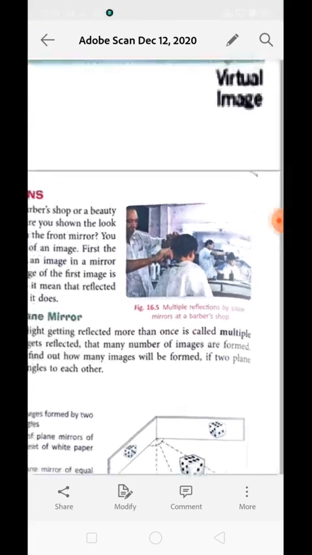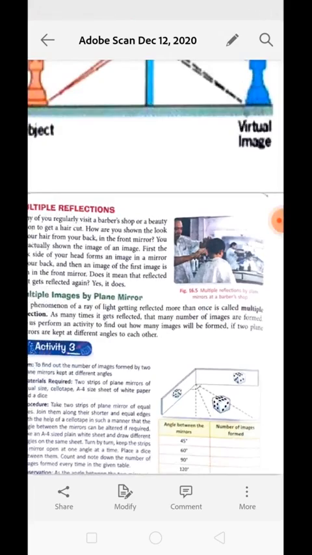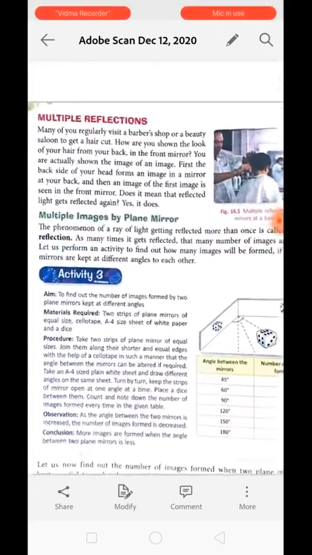Then this image which is formed in the front mirror again gets formed in the back mirror, and then again from the back mirror it will be formed in the front mirror. In this way it will form multiple times. Now to understand this phenomenon, we need to perform activity number 3.